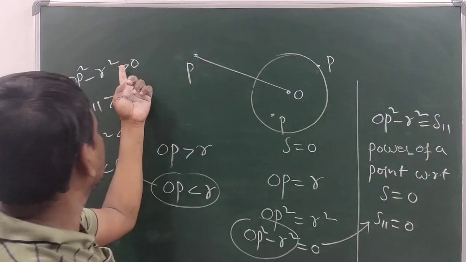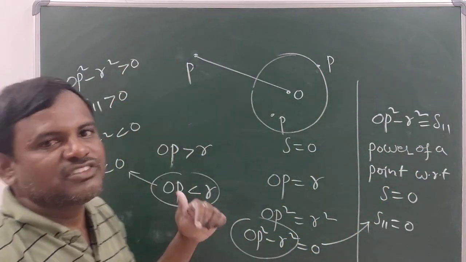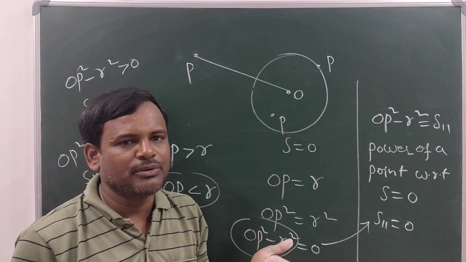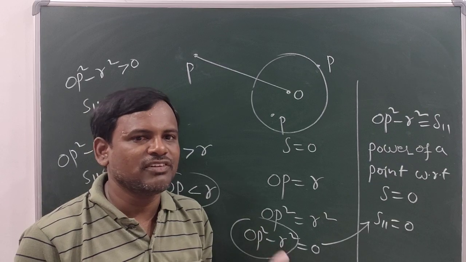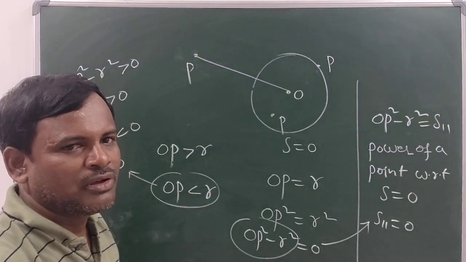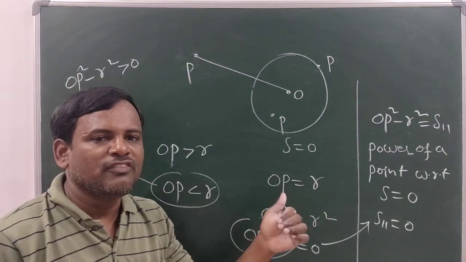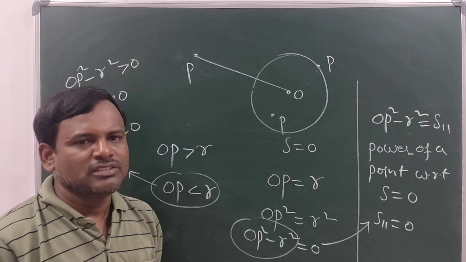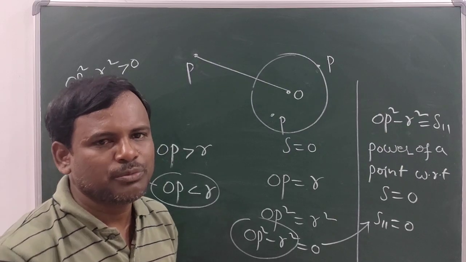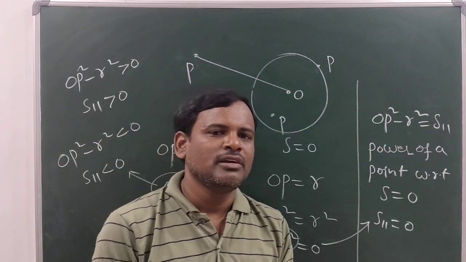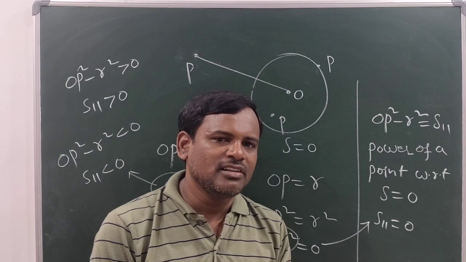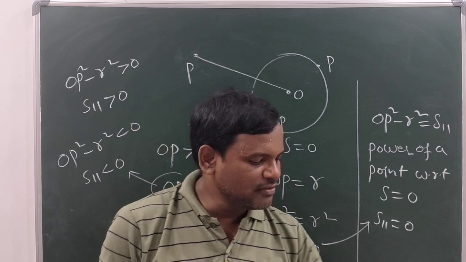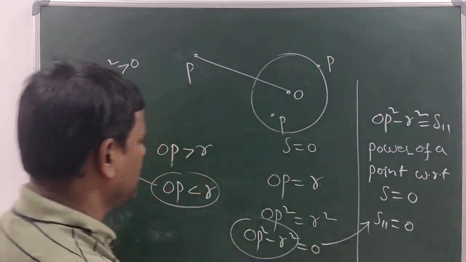Suppose if P is there outside, then your S11 will be positive. If P is there inside, S11 is negative. If P is there on the circle, S11 is equal to 0. Okay, so this is called power of a point with respect to the circle, or position of a point with respect to the circle. If S11 is positive, the point is outside. S11 equal to 0, the point is there on the circumference of the circle. If S11 less than 0, the point is there inside of the circle. Right.